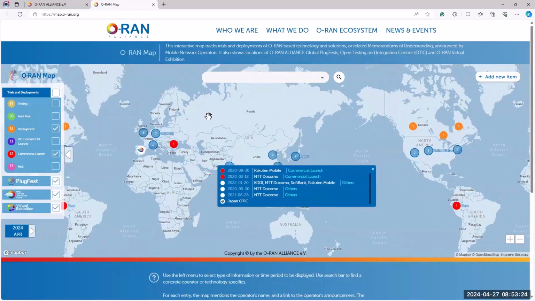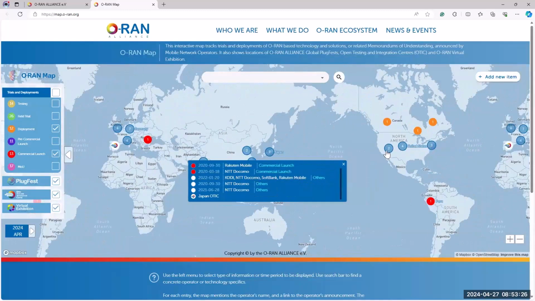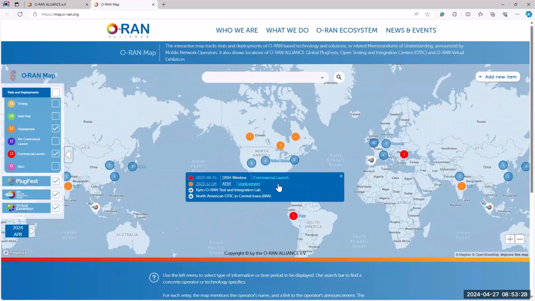And another one is in the US. In the US, you can see Dish Wireless. This is the one that we also visited during the US study tour. We saw how they deployed or how they are building their network using Open RAN. Maybe in some future we'll have more discussion about how Dish is deploying their Open RAN, so we can have a separate session on that one. Okay.